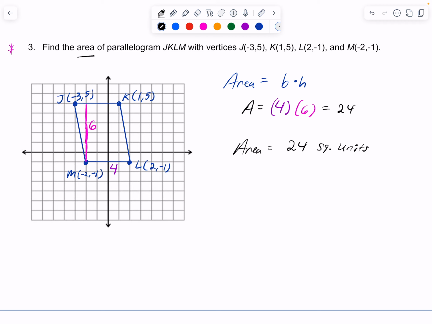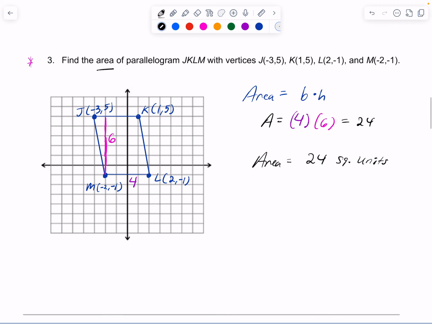All right, what you're going to find out with these questions is that a lot of times area actually is a little bit quicker or easier to find because with perimeter you have to add up all the sides, and a lot of times you have to use the distance formula. Okay, so that's number 3, the area of that parallelogram. Let's jump all the way to the last one.